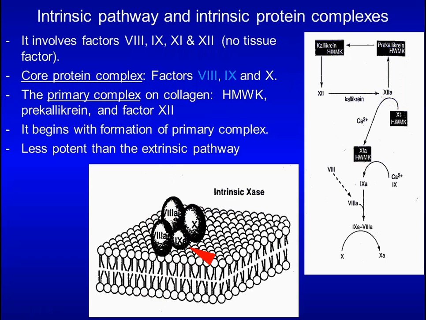The intrinsic pathway begins with formation of primary complex on collagen. It is comprised of high molecular weight kininogen, prekallikrein, and factor 12. Kallikrein cleaves factor 12. Activated factor 12 cleaves factor 11. Activated factor 11 cleaves factor 9.